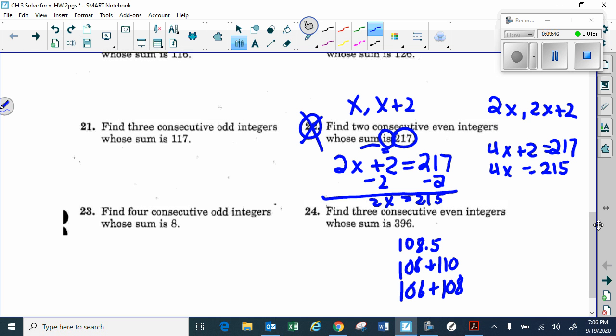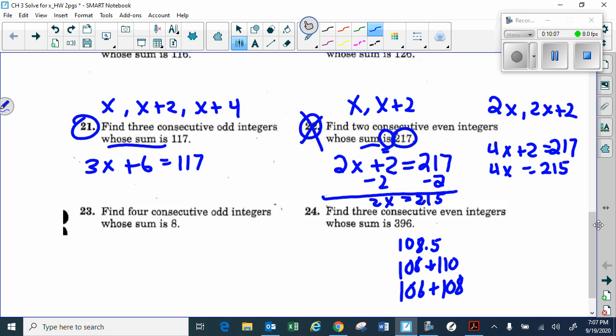All right, let's go ahead and do 21 here. Find three consecutive odd integers. So x, the next odd would be 2 more than that, and the next odd would be 2 more than the previous one. Add those up, and again, we're talking sum. So 3x plus 6 equals 117. Reverse PEMDAS, subtract 6 across, and divide by 3, and I get x equals 37. Okay, so that works out nicely.